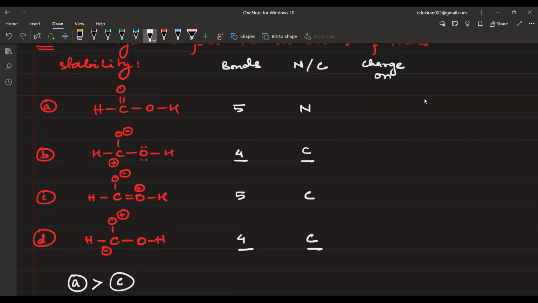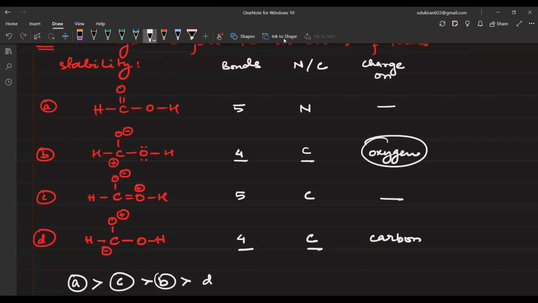So tell me. We have also already done A and we have already done C. So in the B case, tell me where is the negative charge? Oxygen. And in D, where is the negative charge? Carbon. तो बताइए, which is more electronegative, oxygen or carbon? Oxygen. Oxygen is more electronegative. That is why this will be more stable. So after C, we will have B, and after B, we will have D. Is that clear? Yes or no? Please tell me.